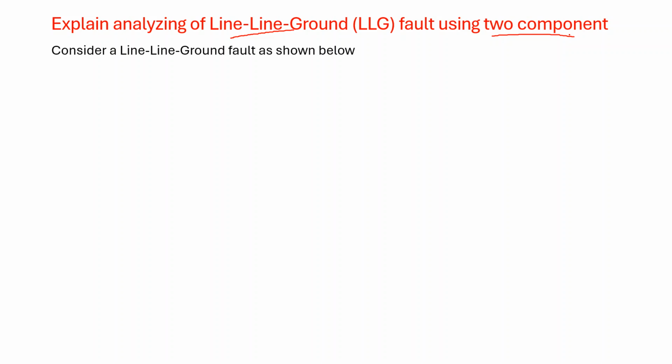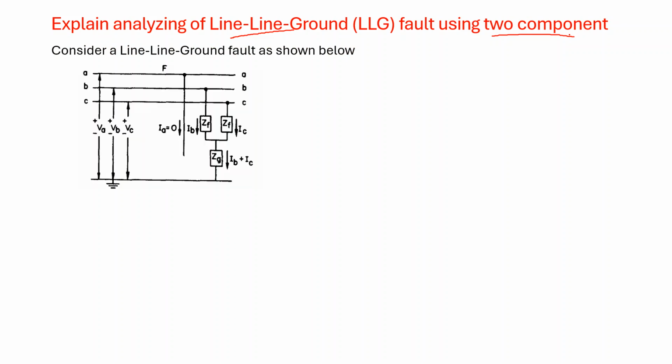Now we have to do it. We have to find out the interconnection of sequence networks with two component theory. So let us start. Consider a line to line ground fault as shown below.